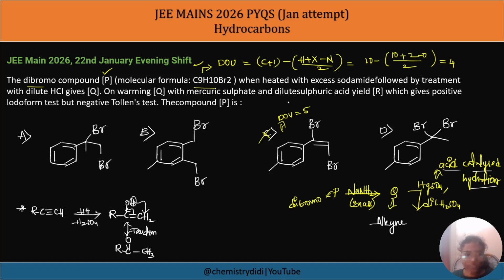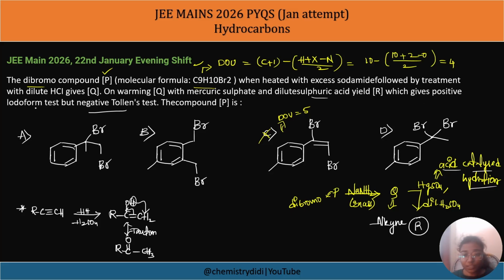Let's read the question. We'll get the idea after that. So till here we have it. Q with mercuric sulfate and dilute sulfuric acid yields R. So R will be over here, which gives positive iodoform test but negative Tollens test. So this is an important statement they have given.